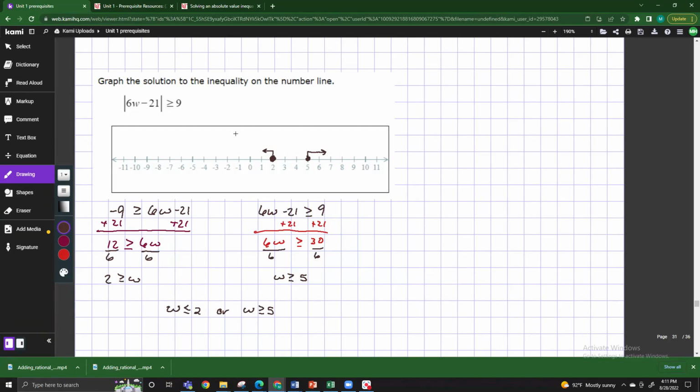In interval notation, it is going from -infinity all the way to 2. 2 has got a closed circle. There's a gap, there's a closed circle at 5, and it's going to infinity.